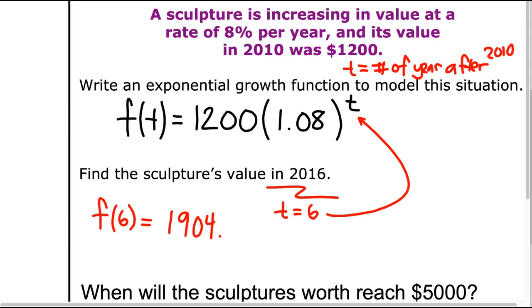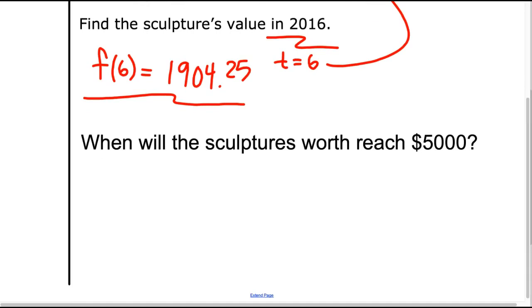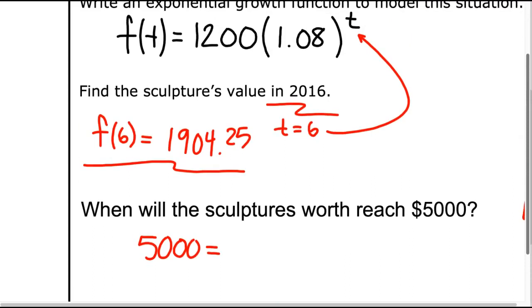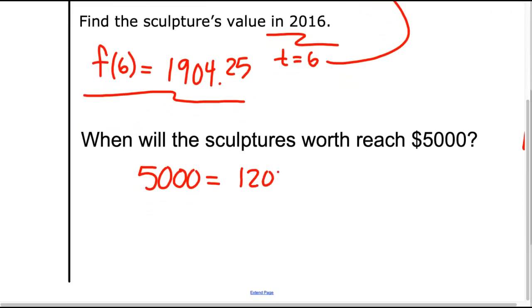1,904. Can anybody second that? Okay, so it's probably good. Now a little follow-up question. When will the sculpture be worth $5,000? So now we have to set that equal to 5,000. And we're going to have to use a log to solve for the exponent t. Excuse me, 1,200, original amount, times 1.08 to the t.